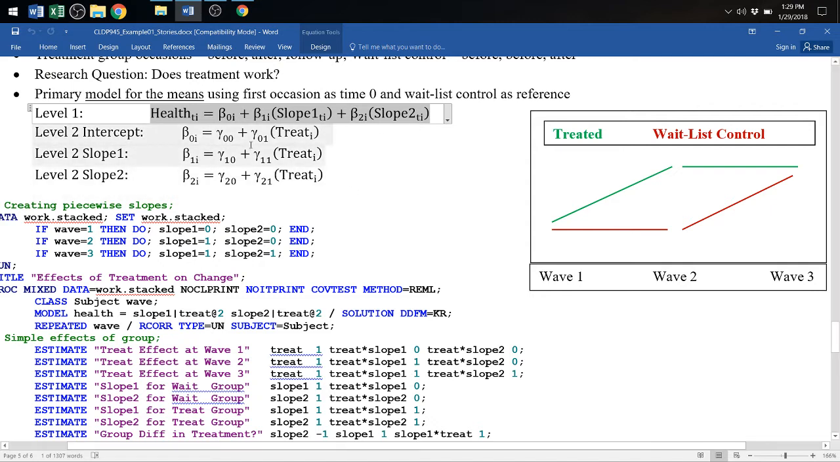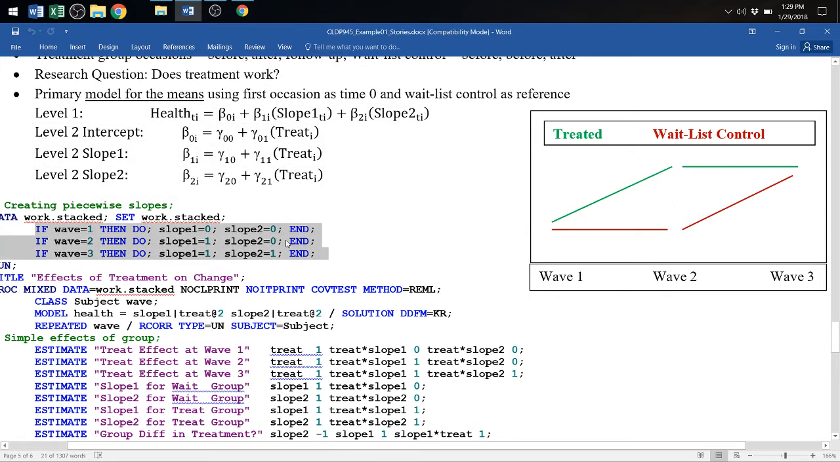In terms of the fixed effects of time, I have these coded so that I can represent differences over time in the way that the study has aligned itself. So I have it as a piecewise model. So I'm setting it up so that wave 1 is my intercept. If wave equals 1, then each of my 2 slopes is 0. So I've defined the intercept that way. It's the point at which all piecewise slopes are 0.